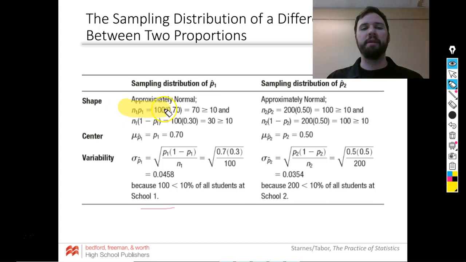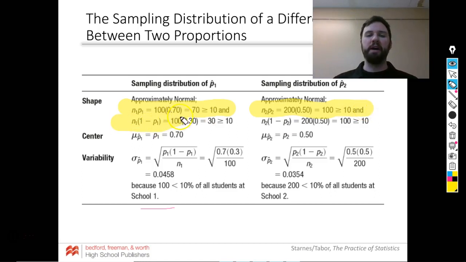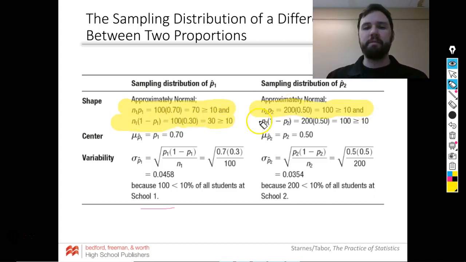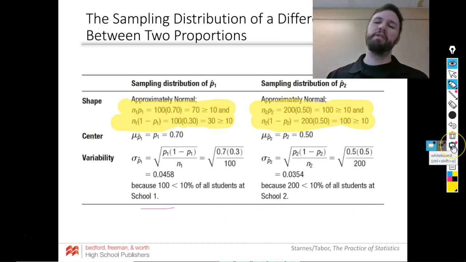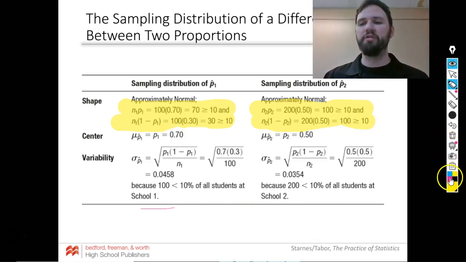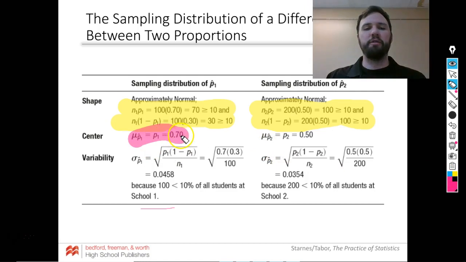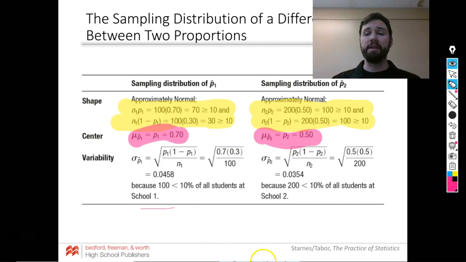But you're doing N1 times P1, and that has to be bigger than 10. N2 times P2, and that has to be bigger than 10. And then you have to go N times 1 minus P, and N times 1 minus P. Okay? So that tells me that, yes, it will be normally distributed. What's going to be your center of this distribution? Well, your center is going to be your null hypothesis, or what you believe to be true. In this case, school 1 was 0.7, school 2 was 0.5. What's my variability? What's my standard deviation?